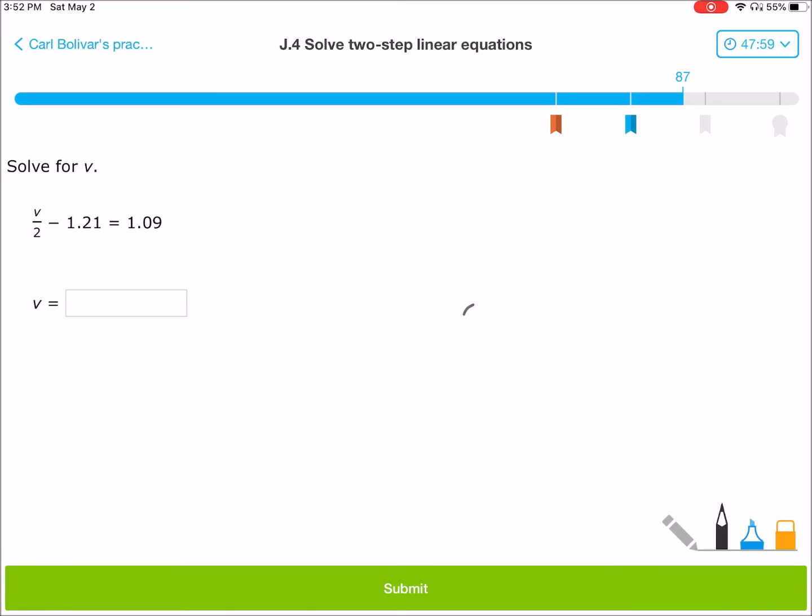Ooh, this one looks complicated. So first, write it out. V over 2 minus 1.21 is equal to 1.09, right? Okay.